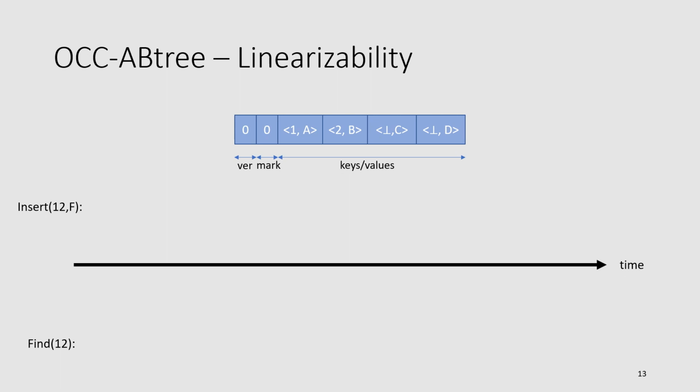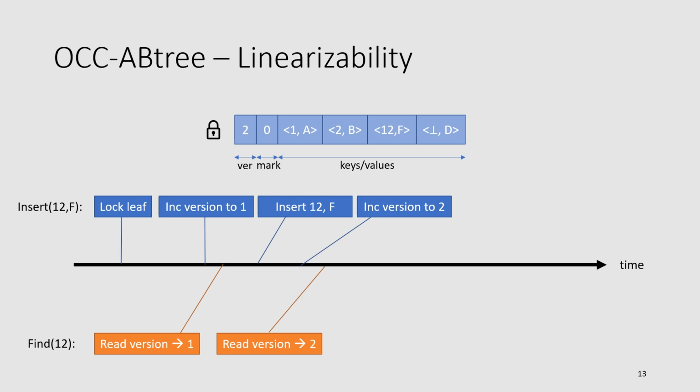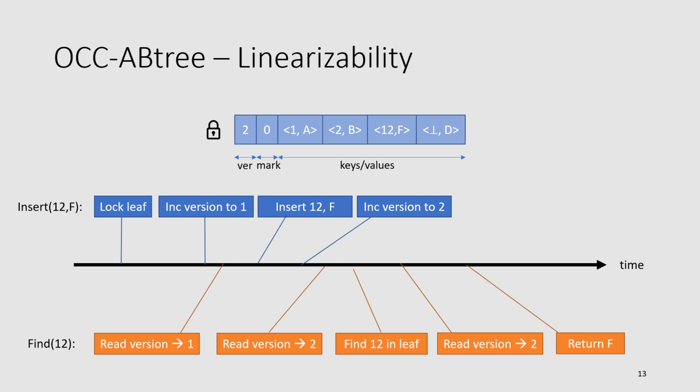Back to the example. The insert first locks the leaf and increments the version to an odd number. Suppose the find starts now. It will try to read a snapshot of the leaf's keys, but since the version is 1, which is odd, it cannot, so the find waits for the version to be even. The insert now inserts the key and value and increments the version to an even number. Since the version is even, the find is now able to read a snapshot of the leaf's keys by reading the version, reading the keys and values in the leaf, and reading the version again to validate that the version hasn't changed. The find can return immediately. Eventually, the insert will unlock the leaf and return as well.